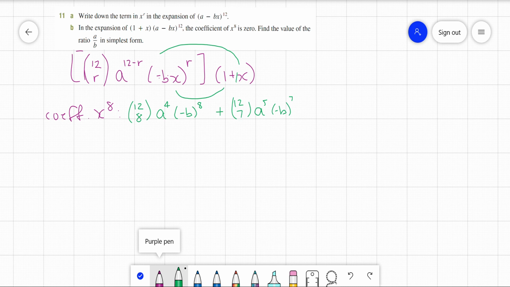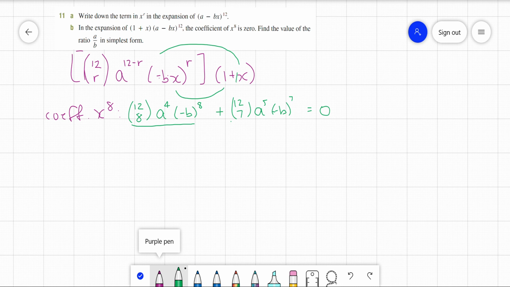So I'd get that. Now, if it tells me the coefficient of that is equal to 0, let's make it 0. Find the value of the ratio a on b in simplest form. All right, so let's have a look at this. We know 12 choose 8 and so on has to equal the negative, and there is a negative here, so that makes it nice.